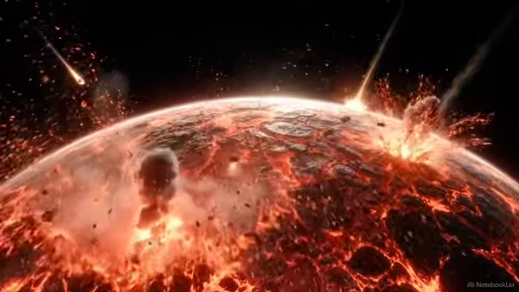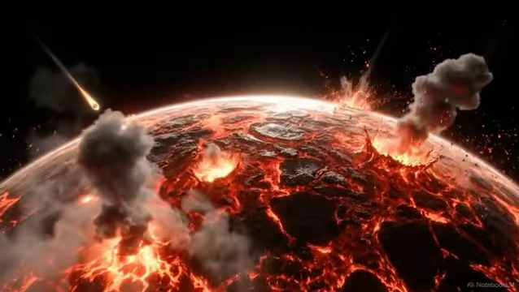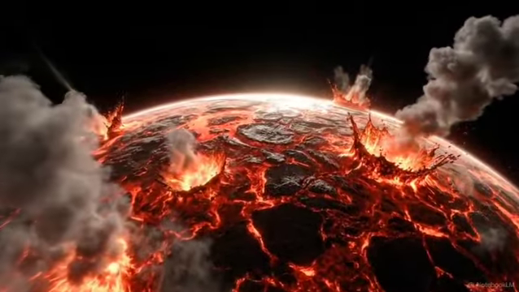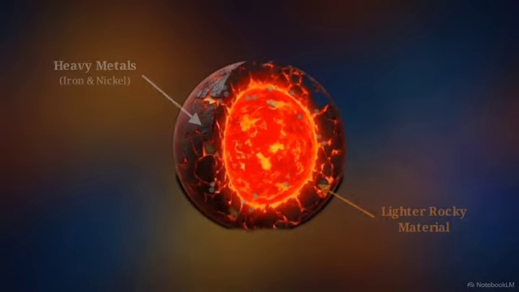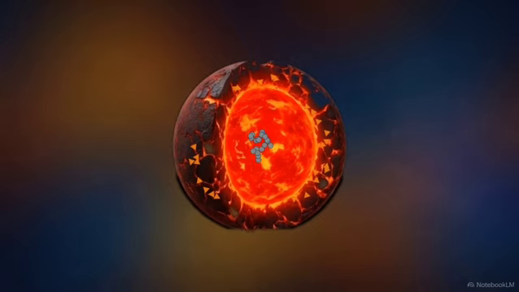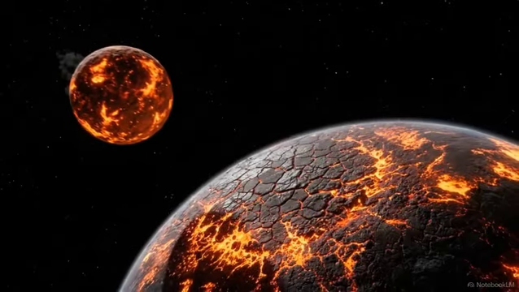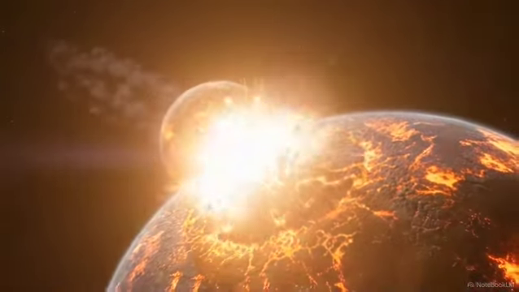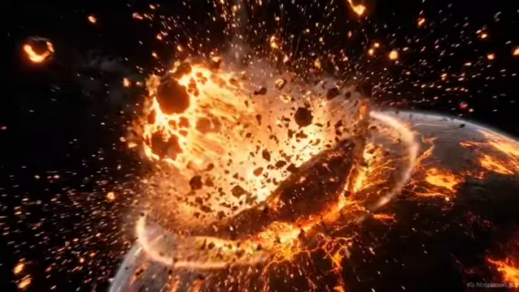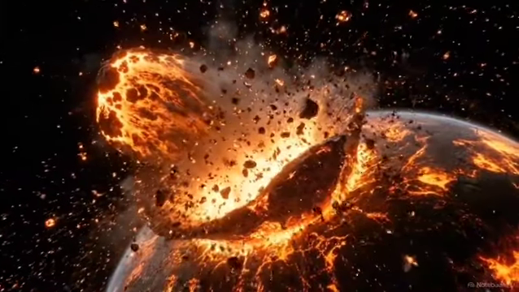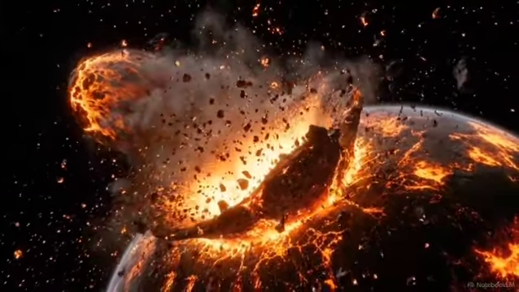It was a terrifyingly hot, violent world, kept entirely molten by constant bombardment from space debris and gravitational compression. Because Earth was entirely molten, its self-gravity pulled the heaviest materials downward. Huge amounts of iron and nickel sank to the center, establishing a dense metallic core that still drives our planet's geology today. A Mars-sized protoplanet called Theia violently crashed into the young Earth, tearing a colossal chunk of rocky material straight out of its mantle.